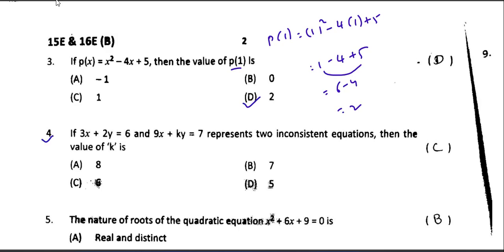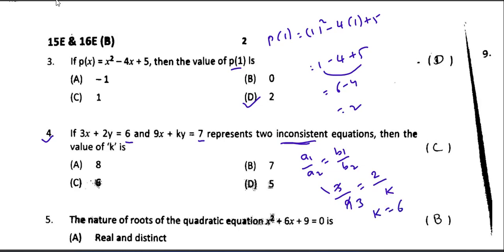Next, fourth one. If 3x plus 2y equals 6 and 9x plus ky equals 7 represent inconsistent, then inconsistent means parallel lines. What is the parallel line condition? A1 by A2 equals B1 by B2, but not equal to C1 by C2. A1 means here 3, A2 means 9, equals B1 means 2, B2 means k. Cross multiplication, 3 ones are 3, 3 3s are 9, so k equals 3 2s are 6. So option C is the correct answer.